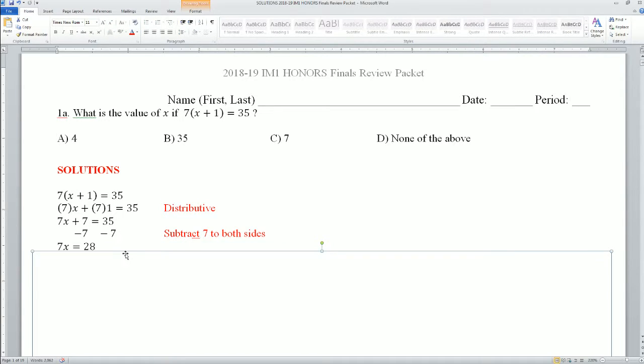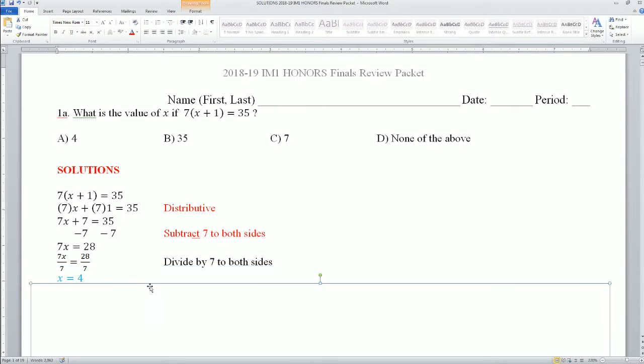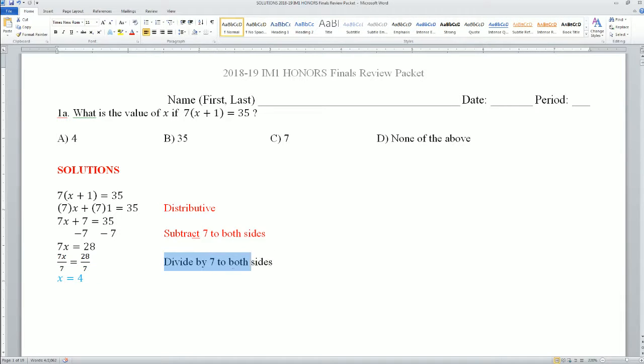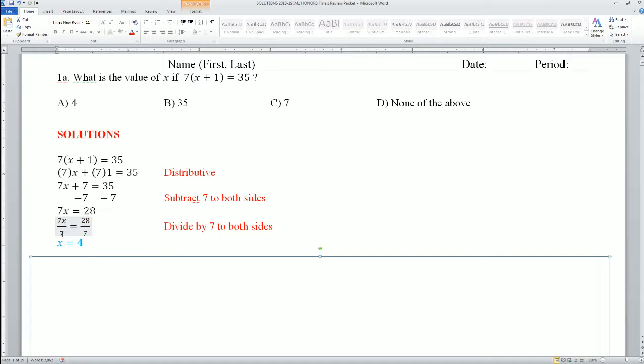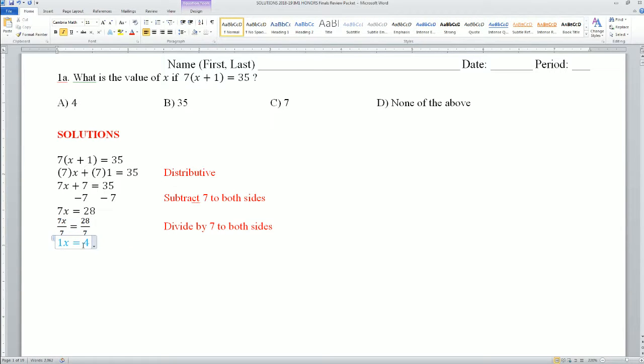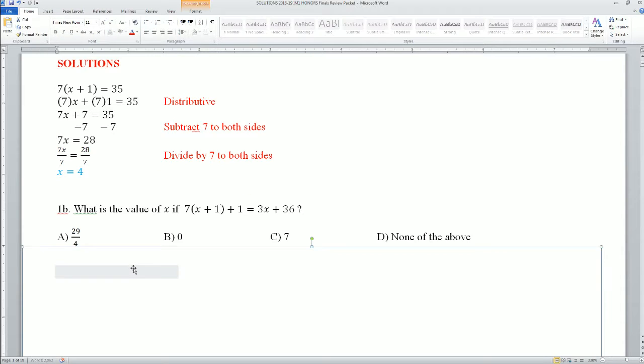You get 7x equals to 28. Divide 7 to both sides because, again, you're trying to get the x alone. Once you do that, you get x equals to 4. 7 over 7 becomes 1, but we never really write that 1, so you're going to see just x. 28 over 7 is 4, so the answer is going to be A. Alright, let's look at the next one.